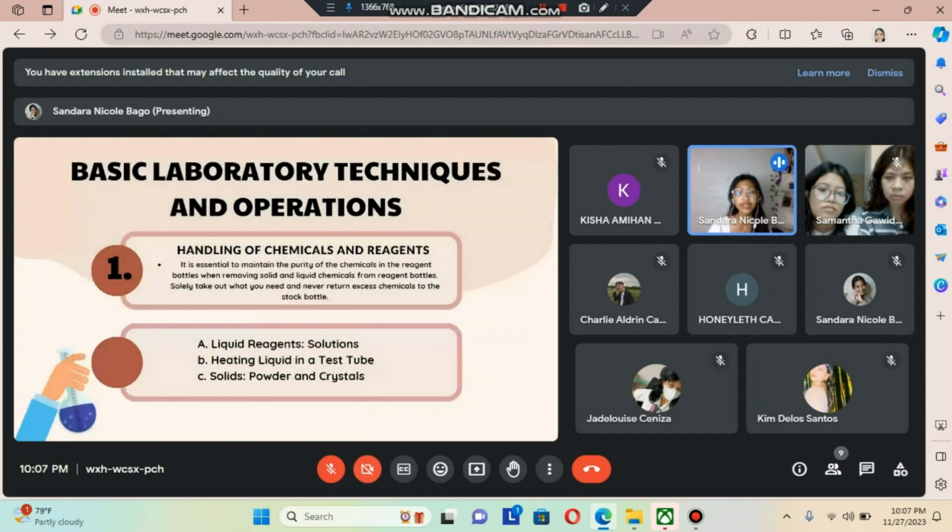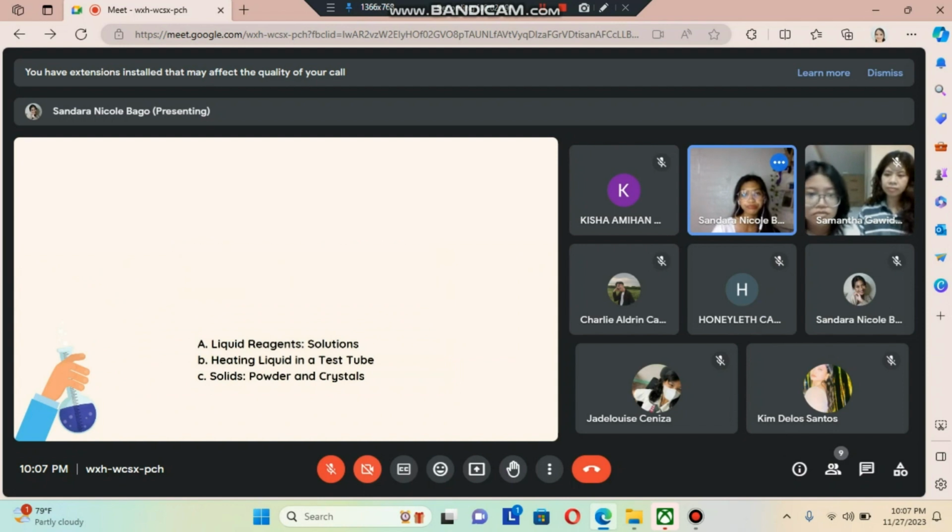In our experiment number 1, there are 5 stations. Number 1 is handling of chemicals and reagents. It is essential to maintain the purity of the chemicals in the reagent bottles when removing solid and liquid chemicals from reagent bottles. Solely take out what you need and never return excess chemical to the stock bottle. Under the handling of chemicals and reagents, there are liquid reagents, which are the solutions. Next is heating liquid in a test tube. And last is solids with powder and crystals.